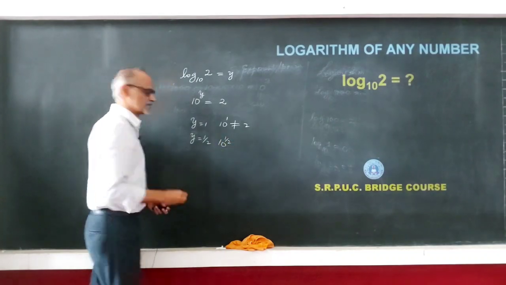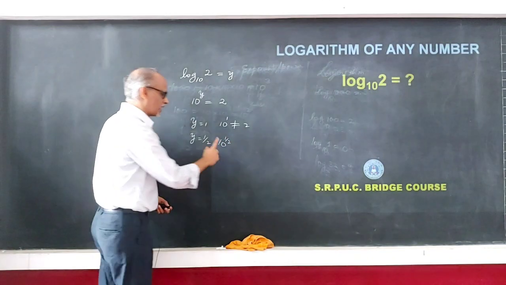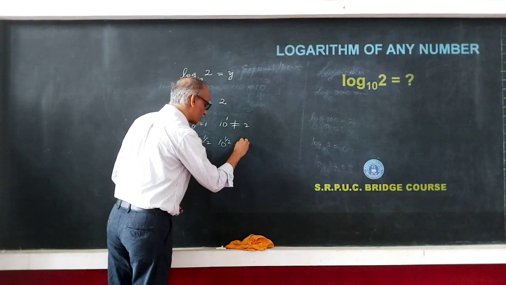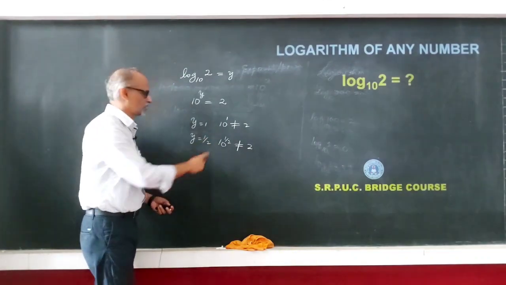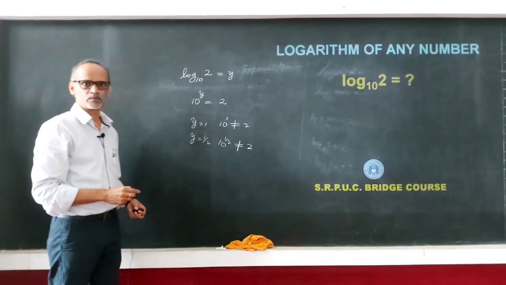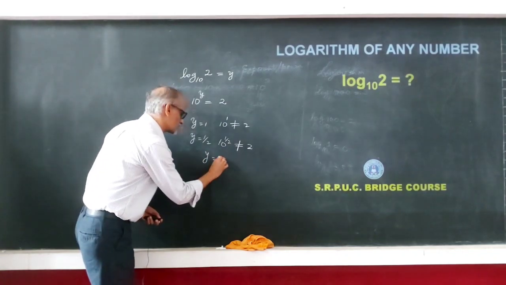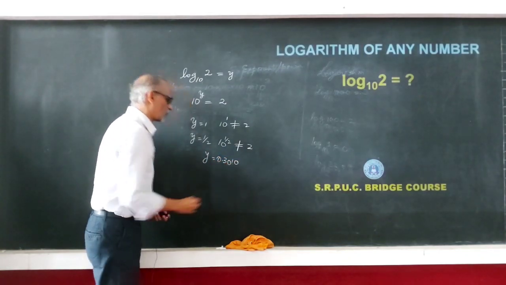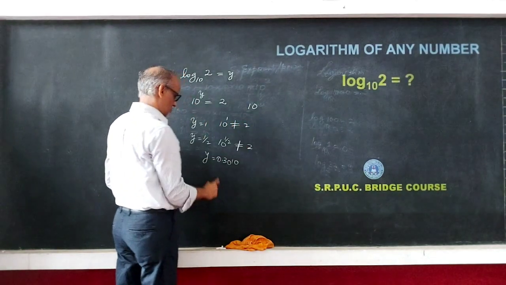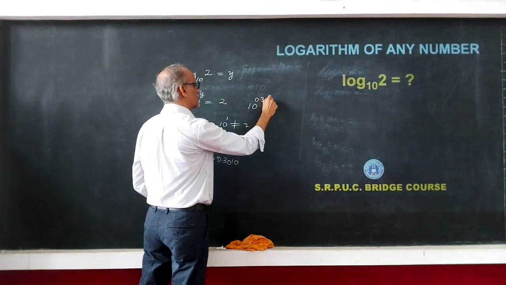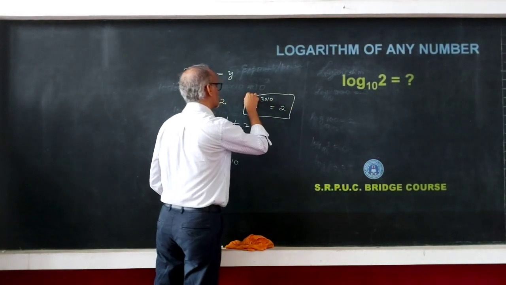10 to the power half. What is 10 to the power half? 10 to the power half is a root. It's root 10, and root 10 is definitely not equal to 2, because it's only root 4 that is equal to 2. So root 10 is not equal to 2. So what is the value of y? The value of y that we get is 0.3010. That means 10 to the power 0.3010 will give you a value 2.